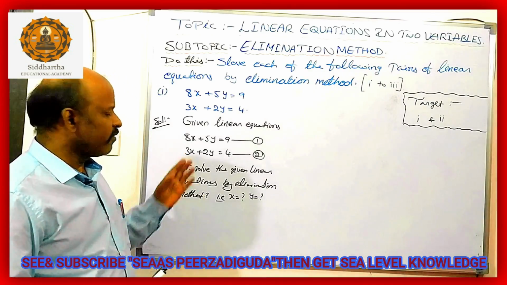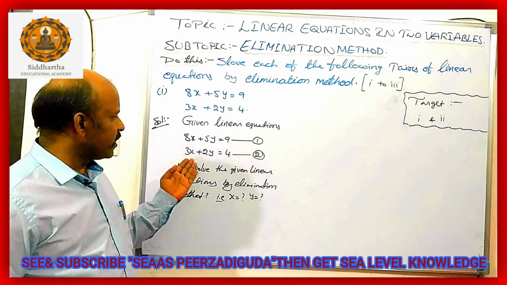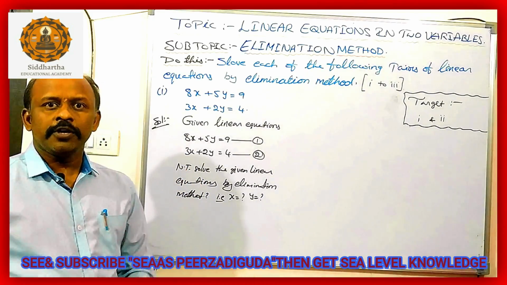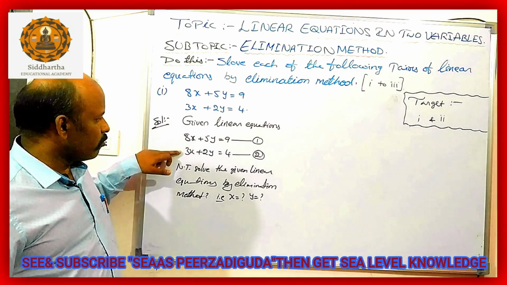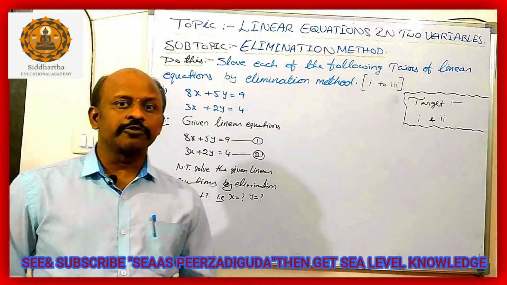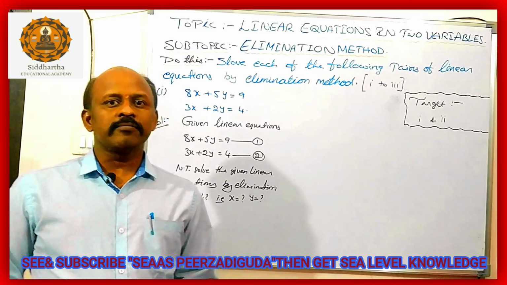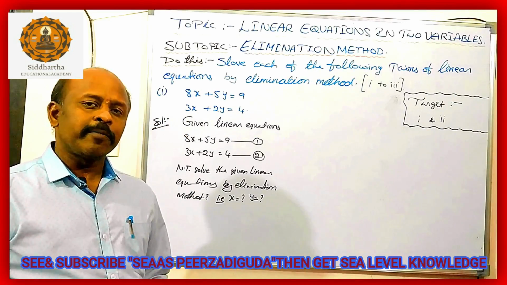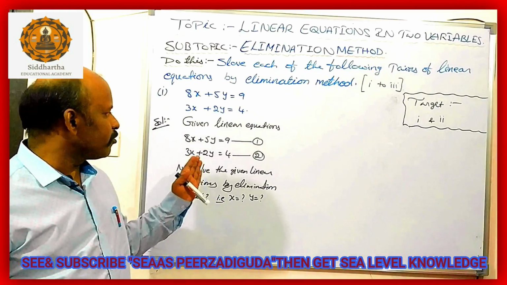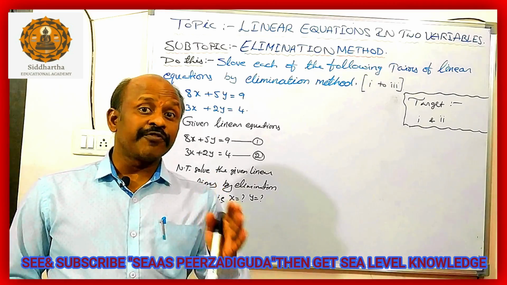Elimination is nothing but one of the variables we have to eliminate over here. Whatever you eliminate, x variable or y variable. If you like to eliminate x variable, you do LCM of coefficients of x. If you like to eliminate y variable, you have to do LCM of coefficients of y. Now, in this sum, I am going to eliminate y variable. When I am eliminating variable y, I am going to do LCM of coefficients of y.